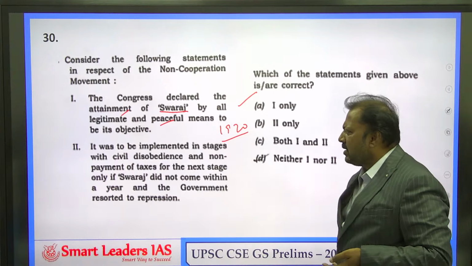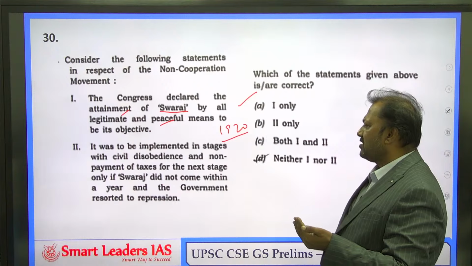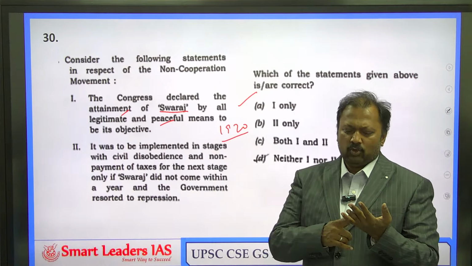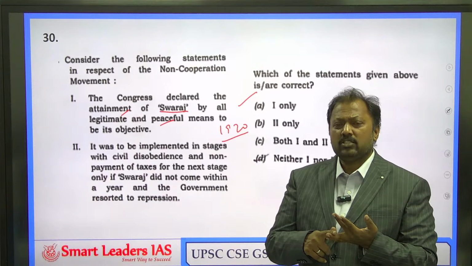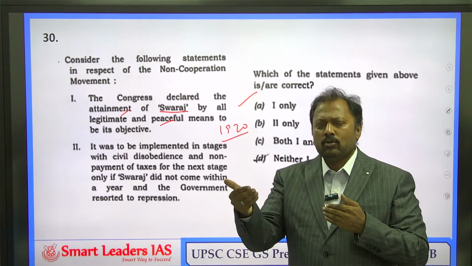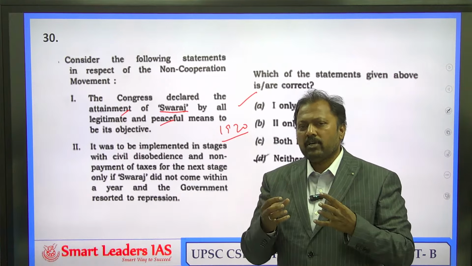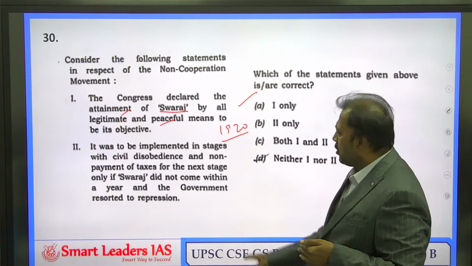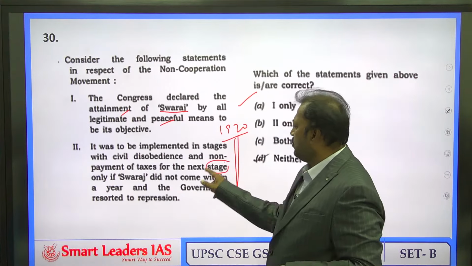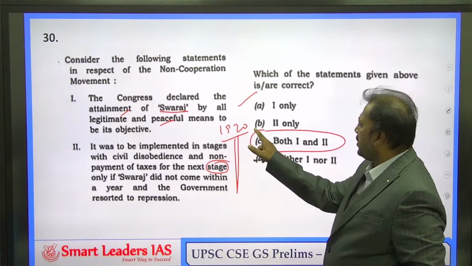The first statement is correct. It was to be implemented in stages, with the civil disobedience movement and non-payment of taxes to be the next stage. If you look at Gandhi's movement, non-cooperation is stage 1 and civil disobedience is stage 2. First, they are not going to cooperate. If that movement fails, then they are going to withdraw the salt taxes, or any taxes for that matter. So non-payment of taxes is level 2. Gandhi's movement is going to be in stages, in phases. So both statements are correct. Answer: both 1 and 2 are correct.